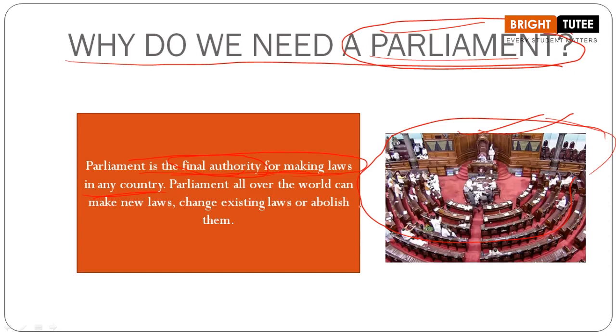Okay? So it is the final authority for making laws in any country. Now parliament all over the world can make new laws, change the existing laws, or abolish them. Like I told you, not just making new laws. We were comparing it with a game. In previous topics, I have given you an example to easily understand this point. Now what was that point? Do you remember that?